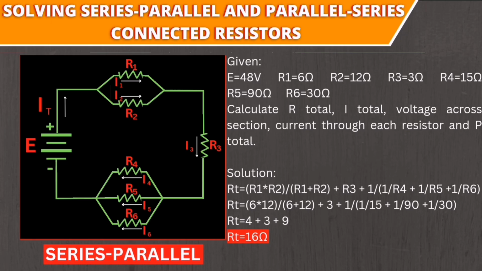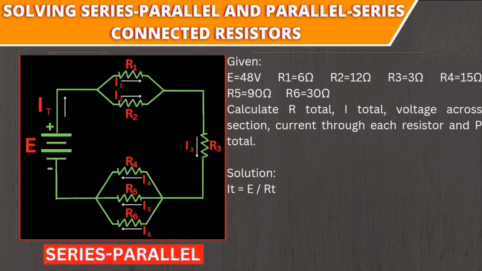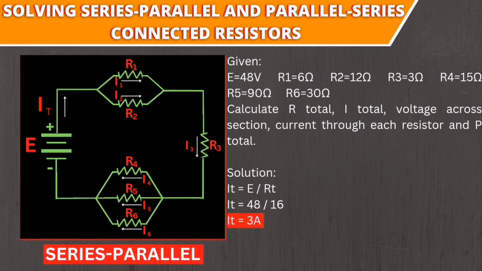Then next is the I total. I sub T is equal to E divided by R sub T. Substituting the values, it will be equal to 48 divided by 16, and the answer is 3 amperes. So the current flowing to the circuit will be 3 amperes.